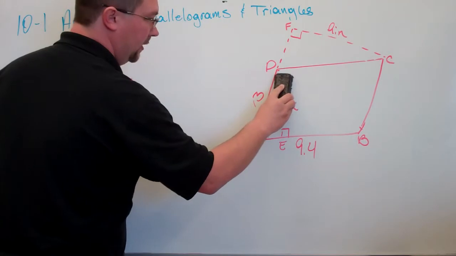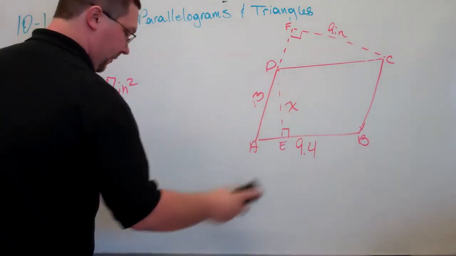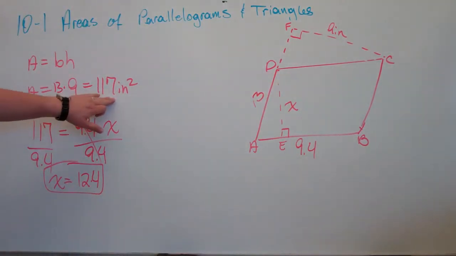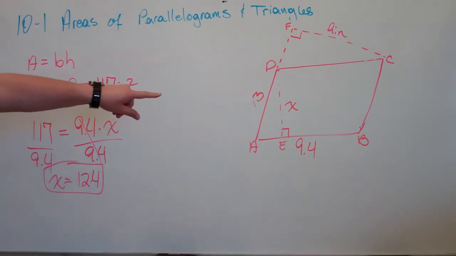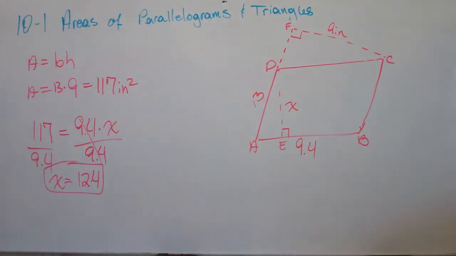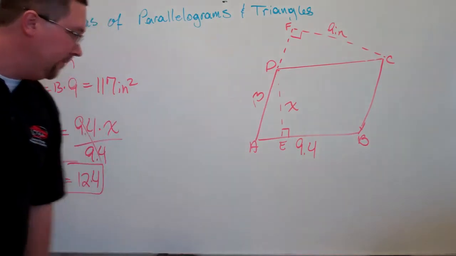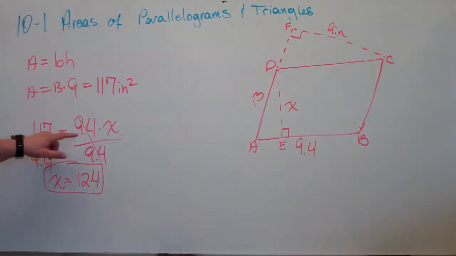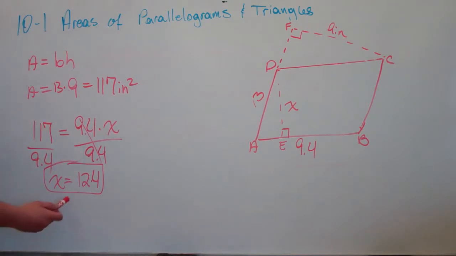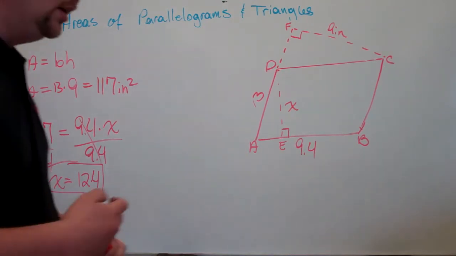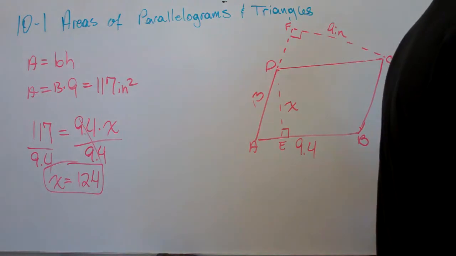Let me get rid of it now, out of there. So now, 13 times 9 is our area, and we wanted to find the height of this altitude. Well, we know that 117 is going to have to equal 9.4 times X, because that's our altitude and that's our base. So we know that 117 equals 9.4 times X. Divide off the 9.4. X is 12.4.